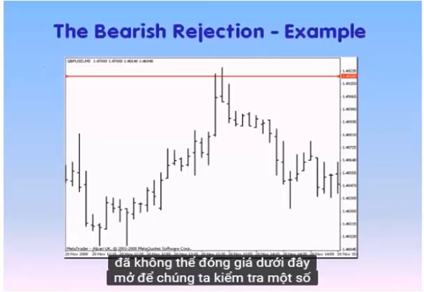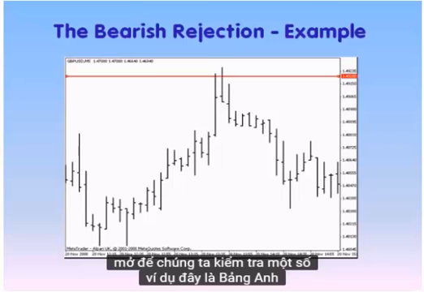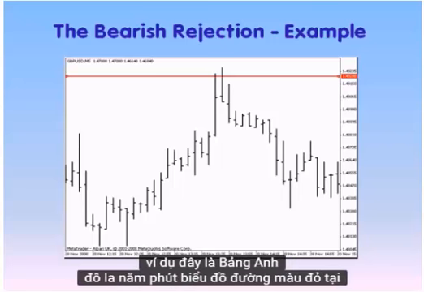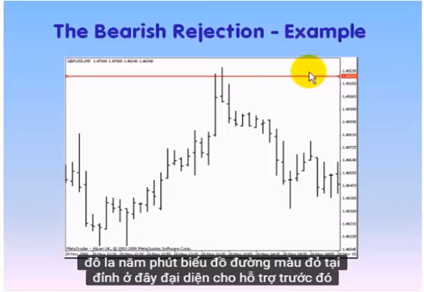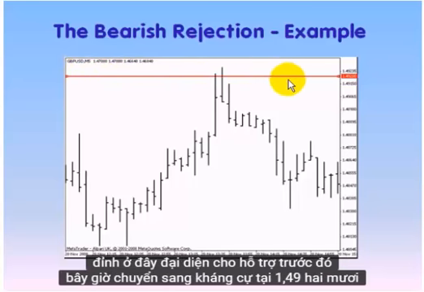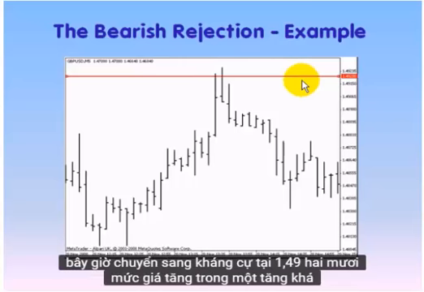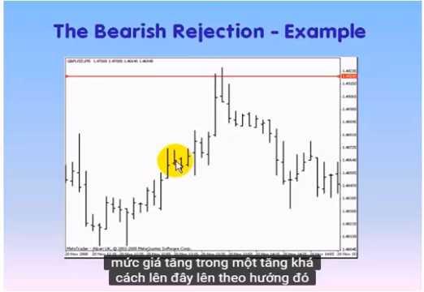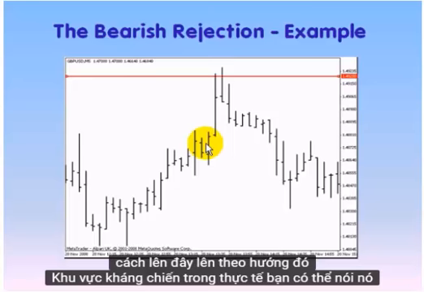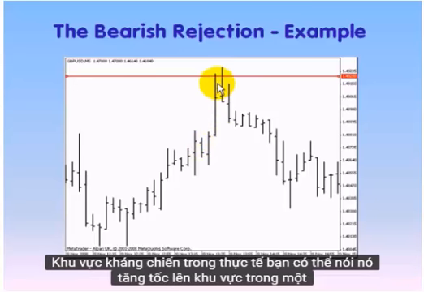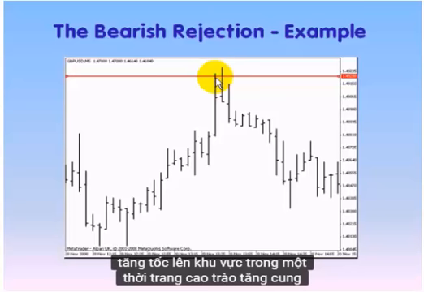So let's check out some examples. This is the British pound US dollar 5-minute chart. The red line at the top here represents previous support, now turned resistance, at the 1.4920 level. Price has rallied in a quite bullish manner up here, up towards that resistance area. In fact, you could say it accelerated up to the area in quite a climactic fashion.